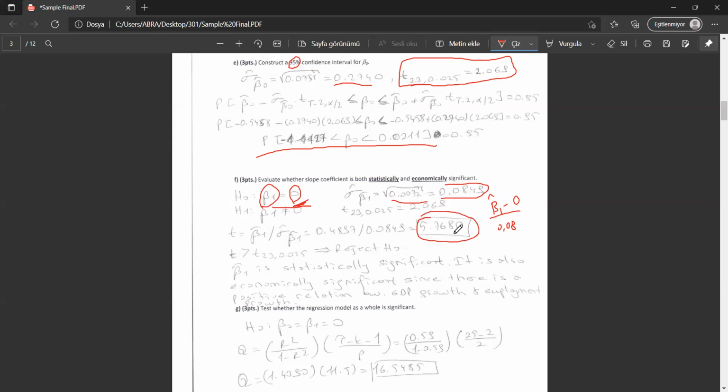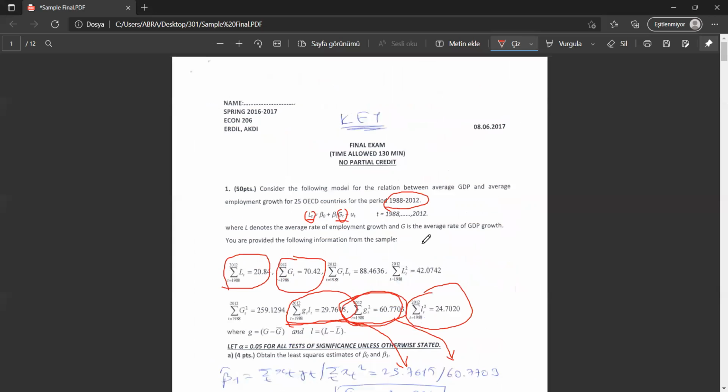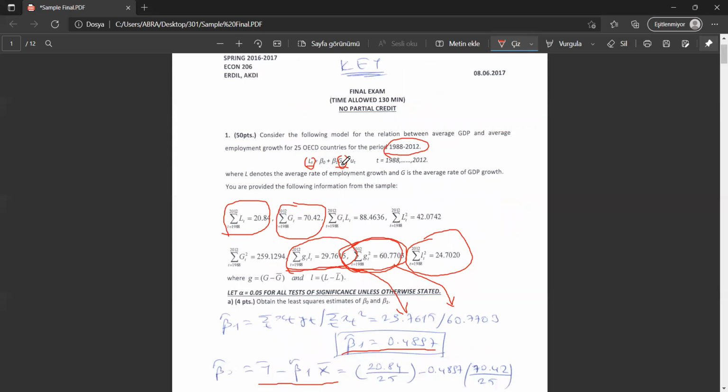Now, if this value is greater than the corresponding t-value, which is t 23, 0.025, then we reject the null hypothesis. If this is greater than the t-value, we will say that no, beta 1 is not 0. So here we see that 5 is greater than 2, so we can reject it and say that beta 1 is statistically significant.